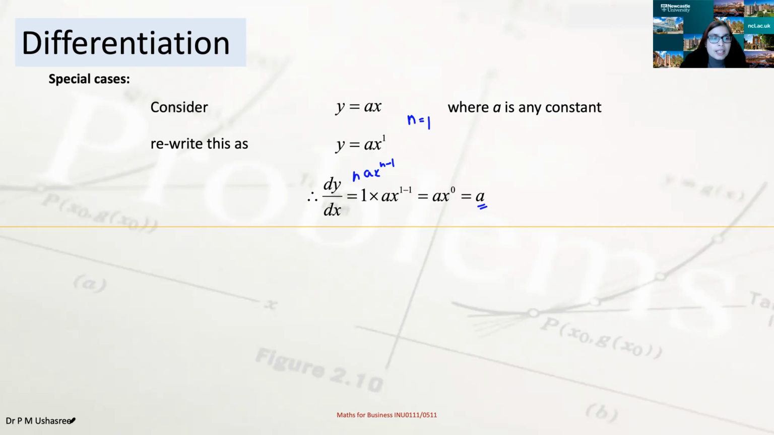So what is the second case? What about y is equal to a?